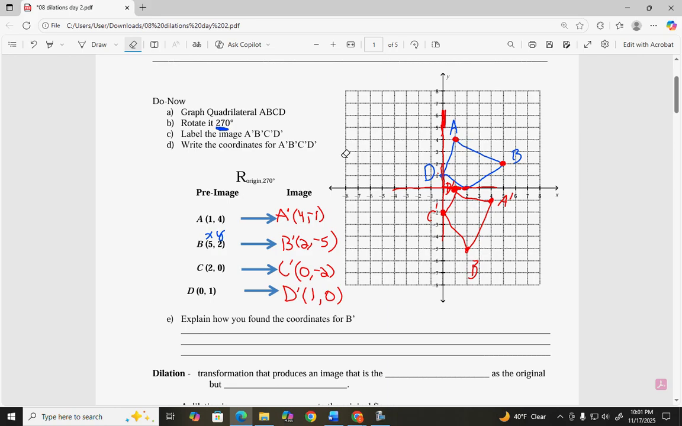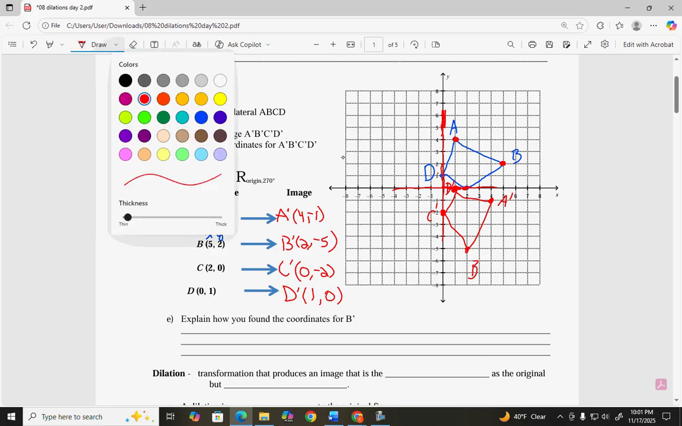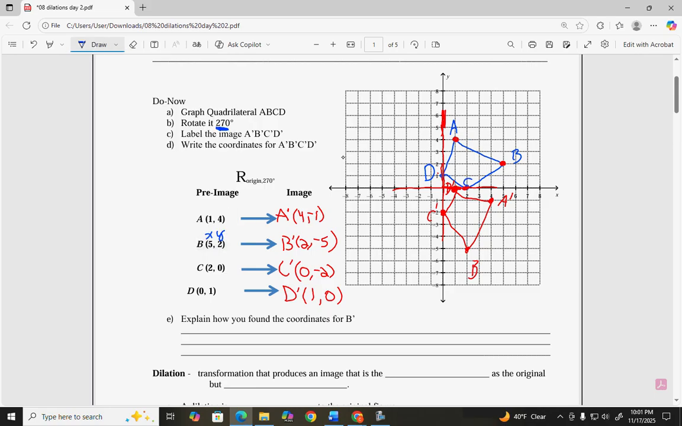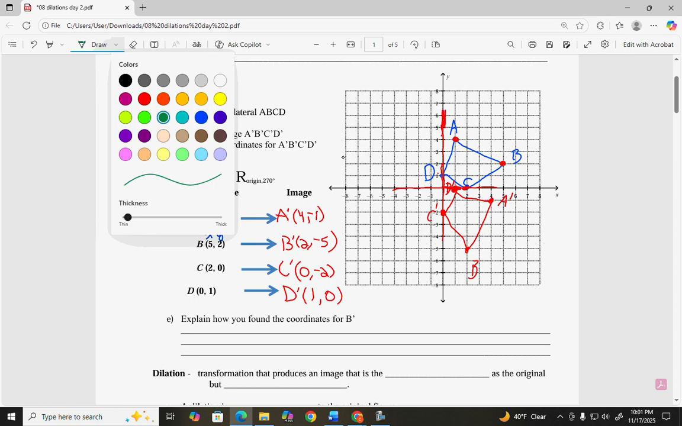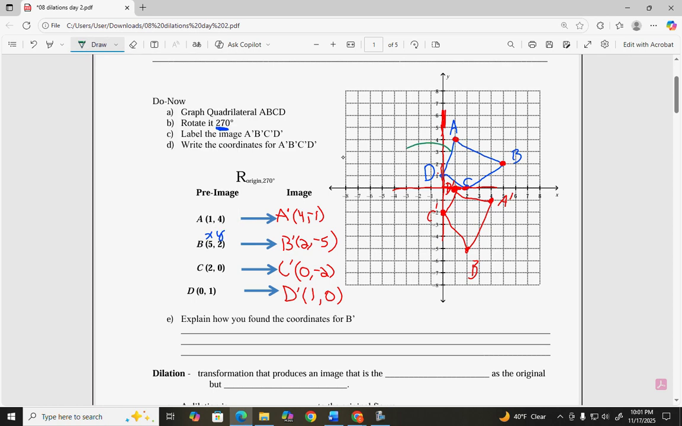I'm just going to move this label here. So it looks like the same shape, but it looks like it turned. It does look like it turned 270 because it didn't go here. That would be 90. Didn't go here because that would be 180. It went over here, 270. It went around 270 degrees.